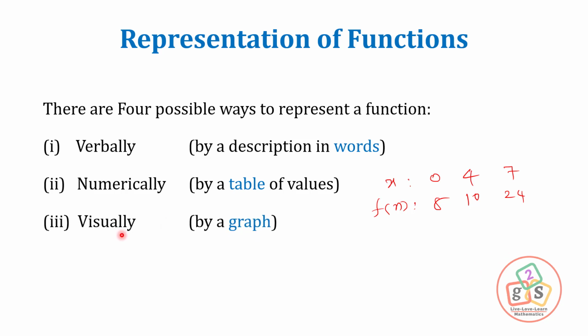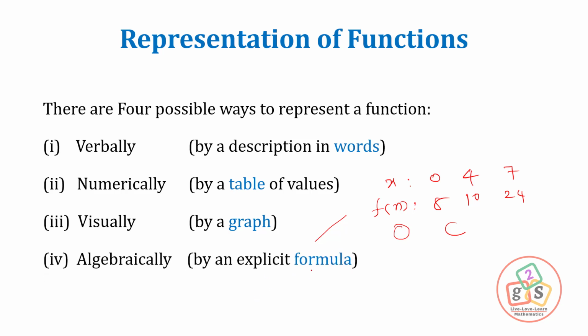The third one is visually, that is by a graph. So we can draw a graph, right? For a straight line we can draw a graph, so straight line y is equivalent to x. Similarly, circle, parabola. So by a graph we can represent. And finally, algebraically, which means by an explicit formula. For example, y is equal to x is a straight line, and y square is equivalent to 4ax, and the equation of circle, generally x square plus y square is equivalent to a square. So by a formula we can represent a function, which means algebraically we can represent.